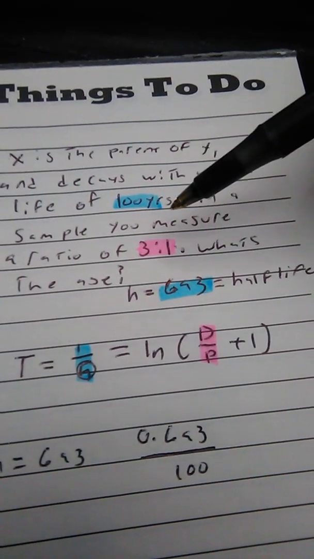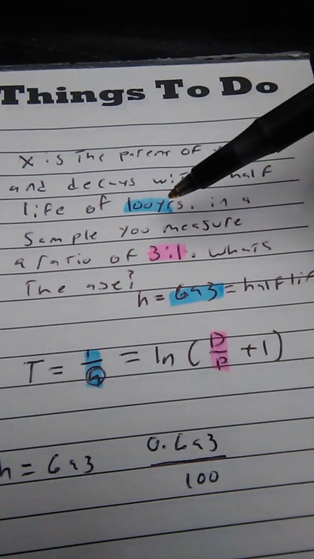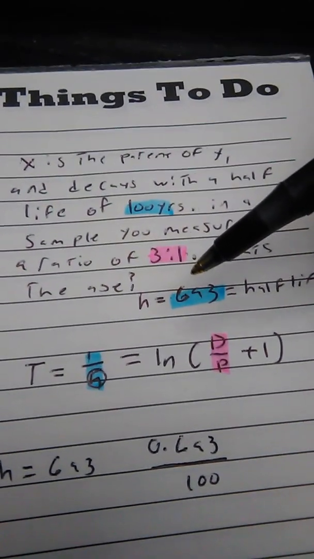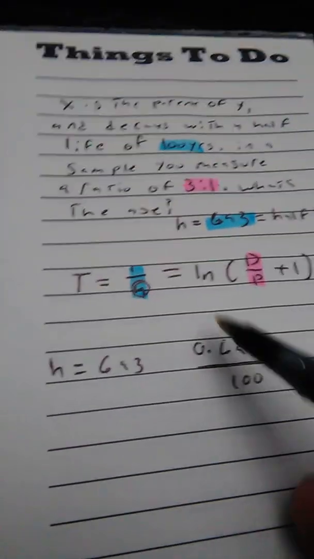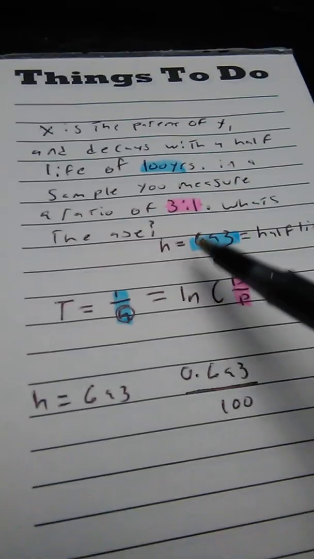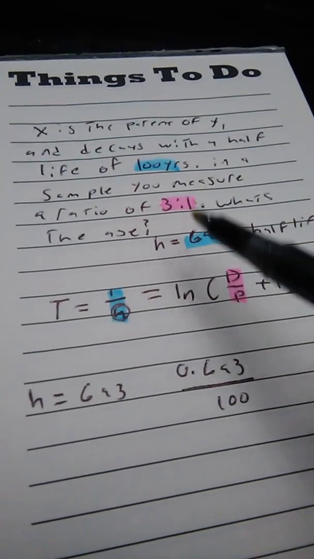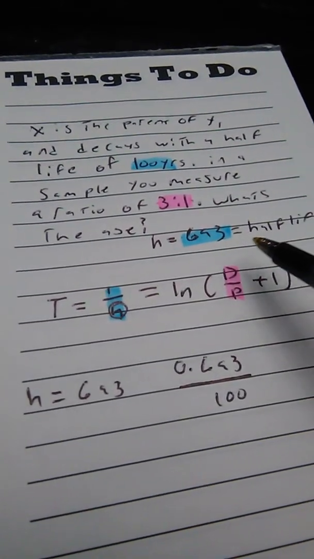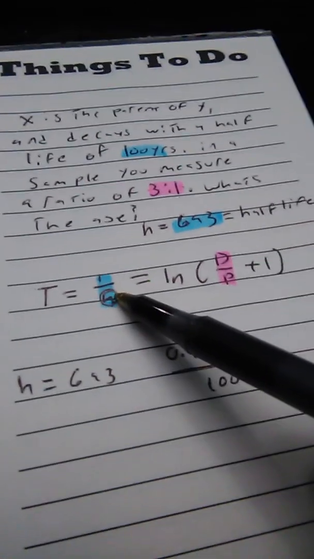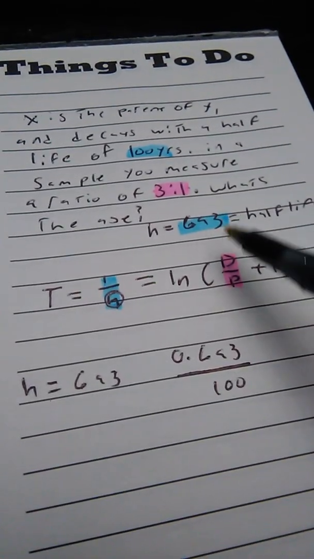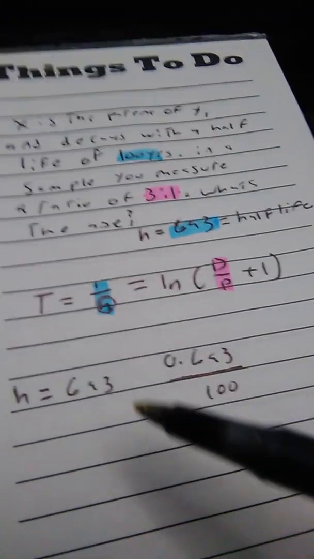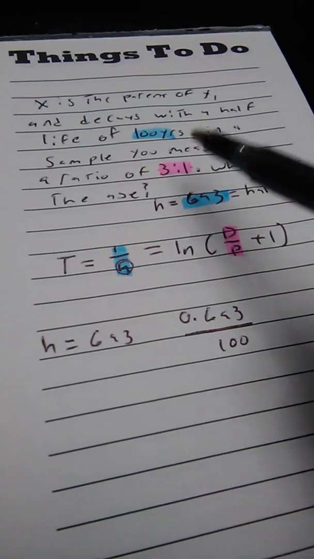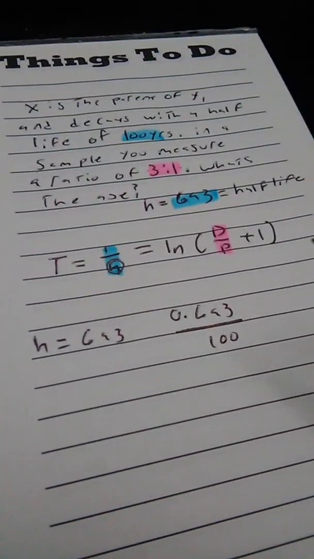Alright, so it gives you two half-lives. It gives you that it decays in 100 years, and it has a half-life of 693. So this is what you're going to do. I highlighted them because the 100 years and the 693 half-life is what's going to be here, and that 3 to 1 ratio is what's going to be here, and you'll see why. This is the formula. So all you need to do is plug these things into this formula and just solve it.